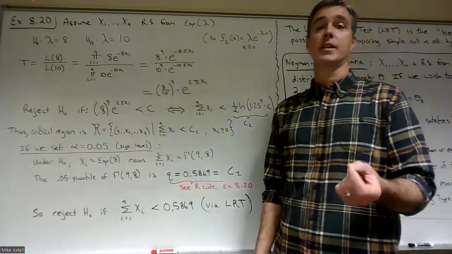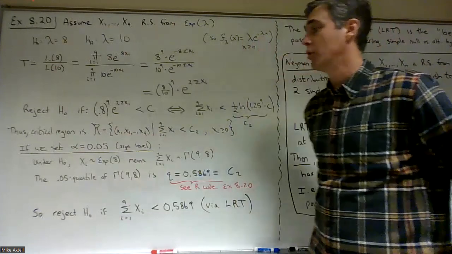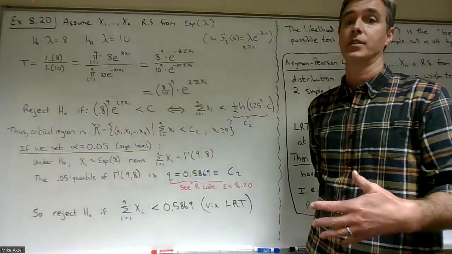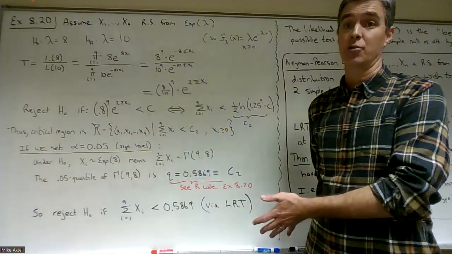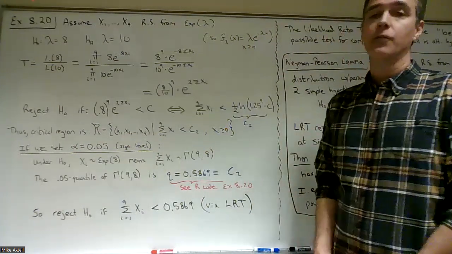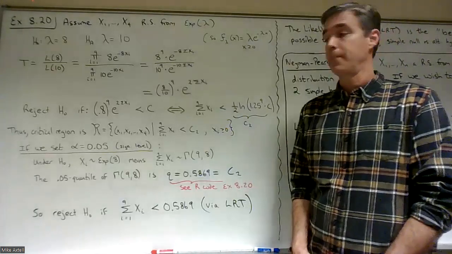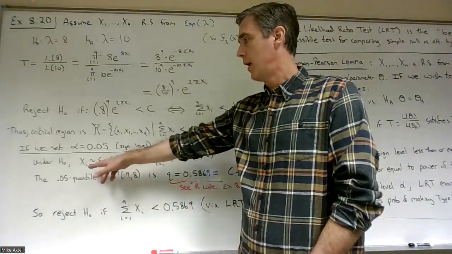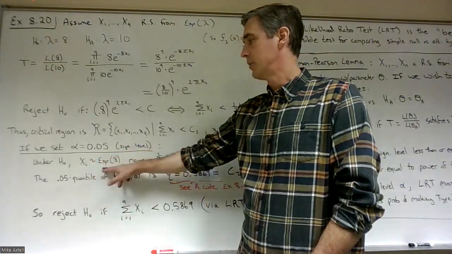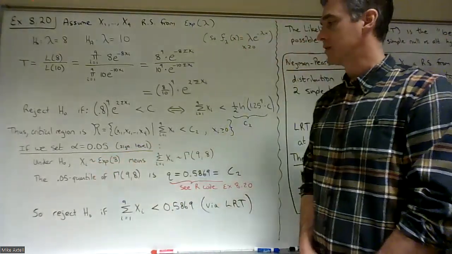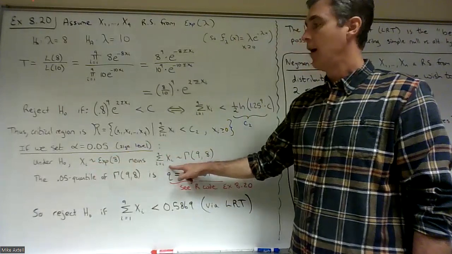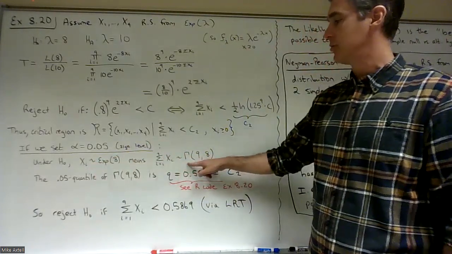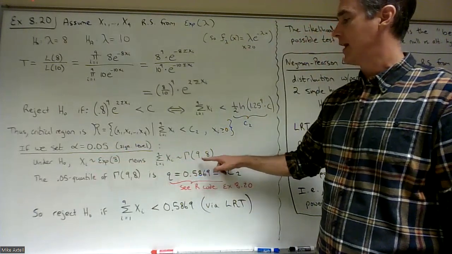Okay, well, we need to set the significance level. So let's set alpha to be 0.05. That's the probability I make a type 1 error where I reject the null hypothesis when it was actually correct and true. So I decide I'm comfortable with that mistake 5% of the time. Okay, well, under the null hypothesis, my data is exponential lambda equals 8. That means the sum of 9 exponential 8s turns out to be a gamma distribution with parameters 9 and 8.